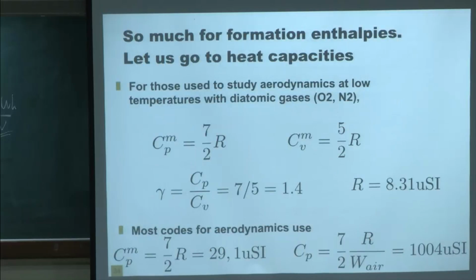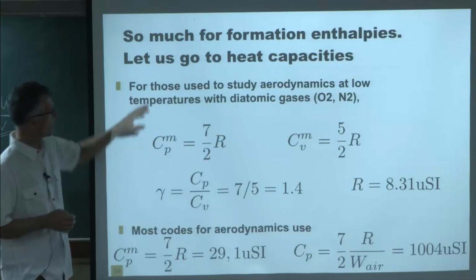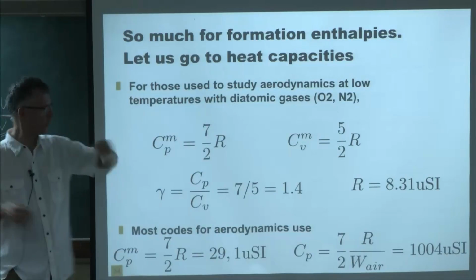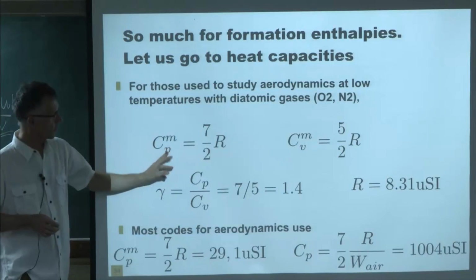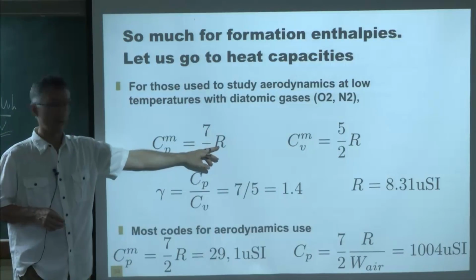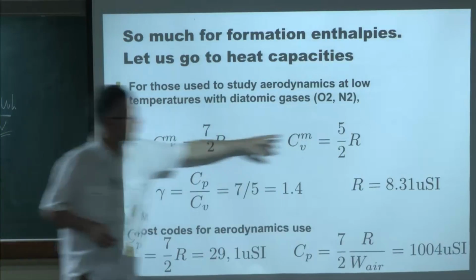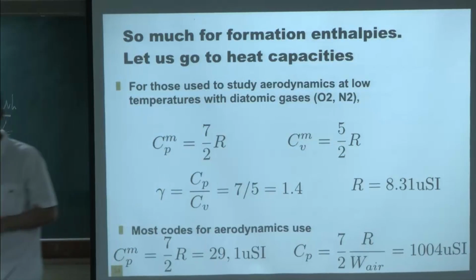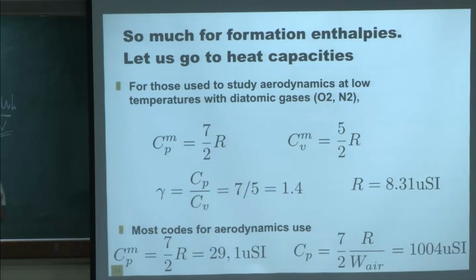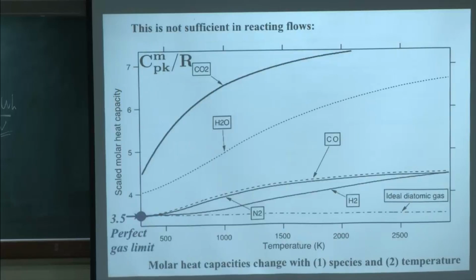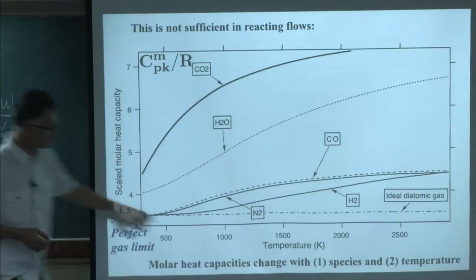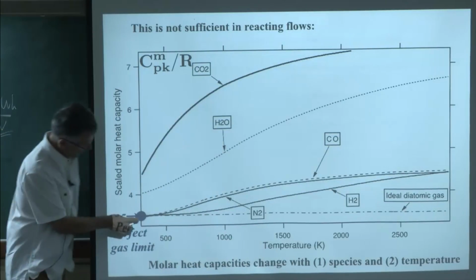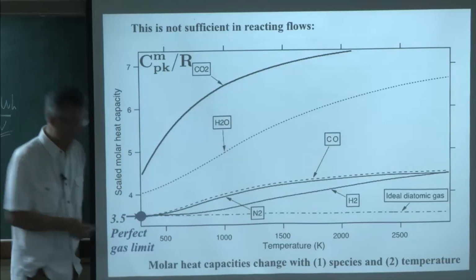Yesterday I also started discussing this question of the Cp's and the enthalpies. Remember that if you do only air flow, the molar quantities are 3.5 R for the Cp and 2.5 R for the Cv, where R is 8.31. Which really means that this is only for air. If you want to do a flame, that does not work. This is temperature, and here you have the perfect gas limit for diatomic gases.